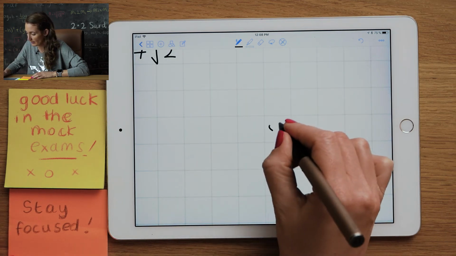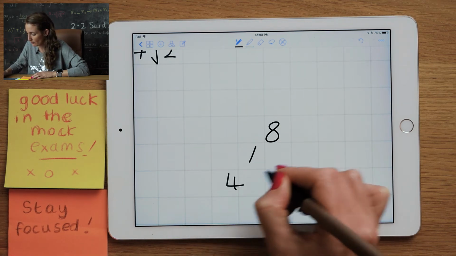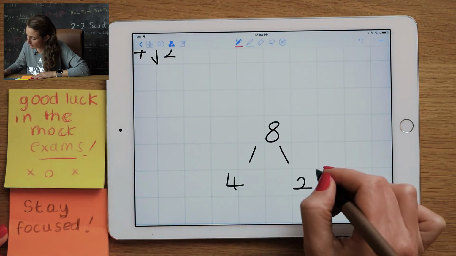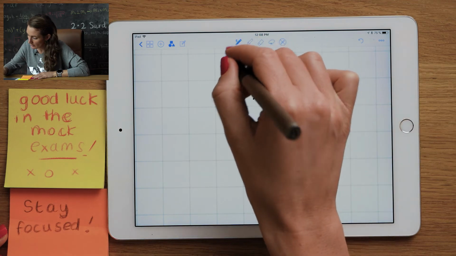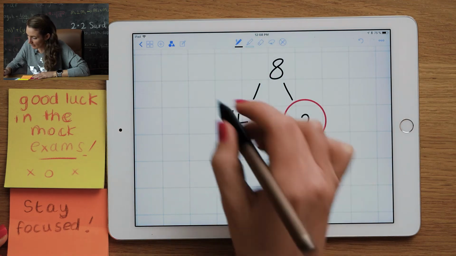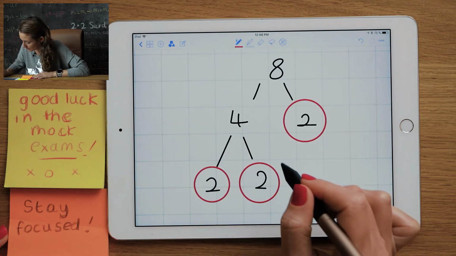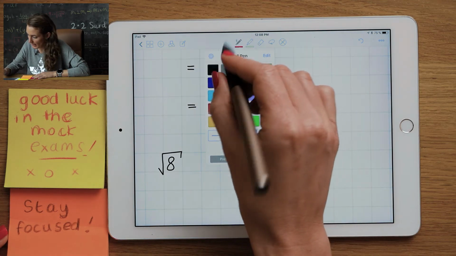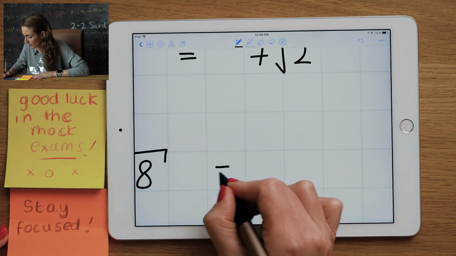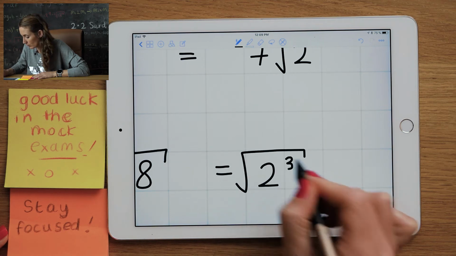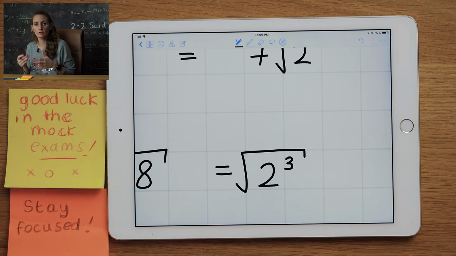Now 8 we can break down into 4 times 2. 2 is a prime number, so I can get a circle. 4 can break down into 2 times 2 again. So if I was doing something like square root 8, I would end up with the square root of 2 cubed. Now, this isn't useful for us because we can only cancel off a square root with a power 2.